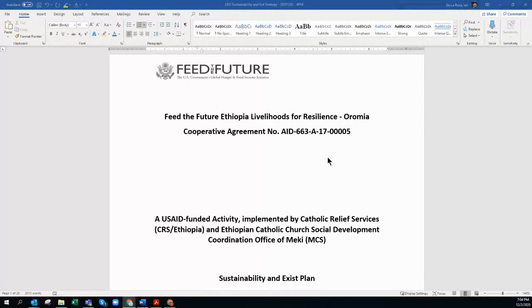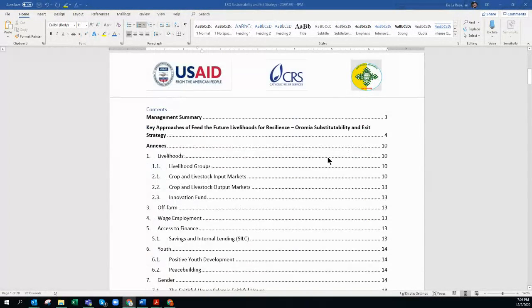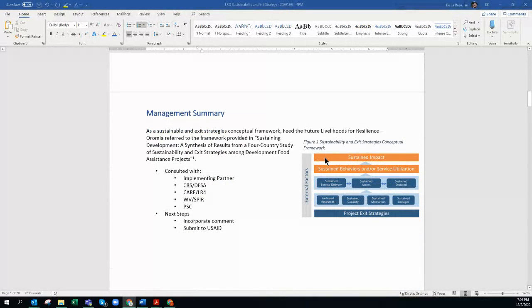So again, we're going to be keeping to our sustainability exit plan. I'll be writing up a section here where we're going to be talking about the framework. How did we get here? How did we go through the process? Who did we consult?